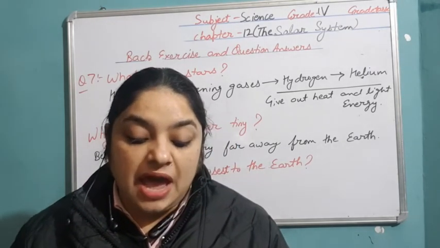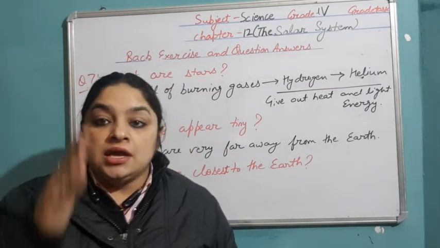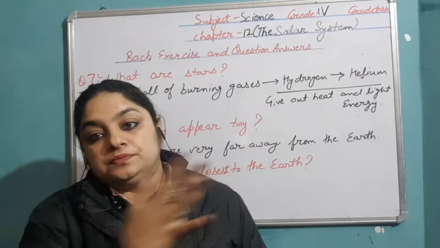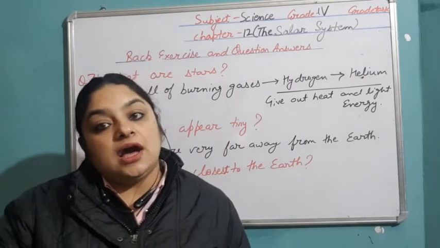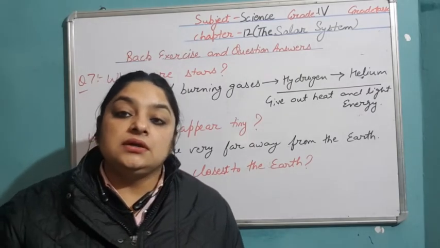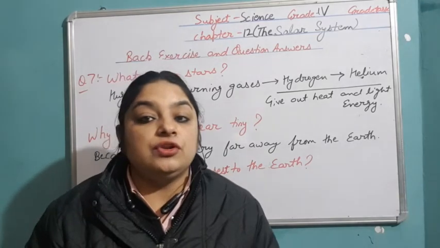Second is, what would happen if the Earth stops rotating? If Earth stops rotating, then one half of the Earth will get the direct heat of the sun continuously, right? And the other half will get the cold of space continuously. So life will not be possible on the earth.